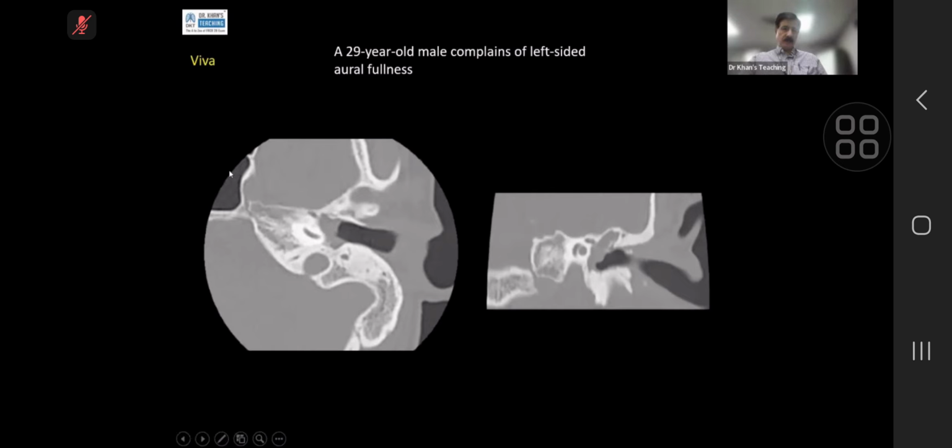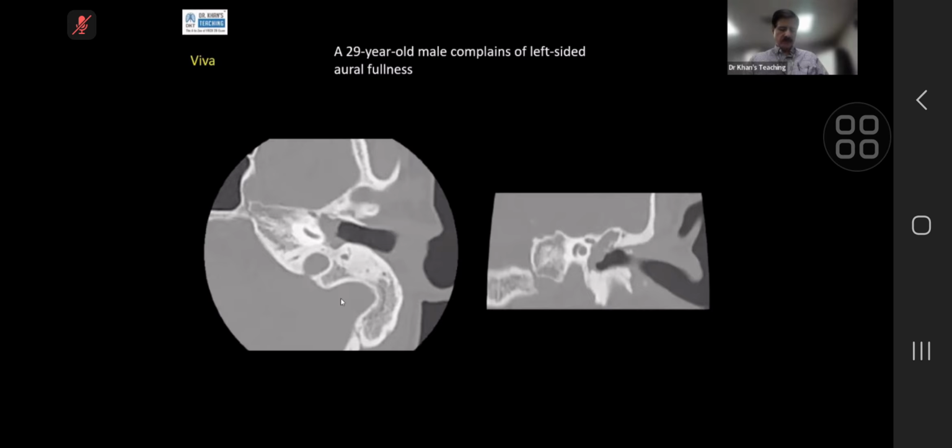So thank you. So this is a coned down CT image of the... Your volume is very low. Very low. Say again? I said this is a coned down. No, I can hear you loud and clear.